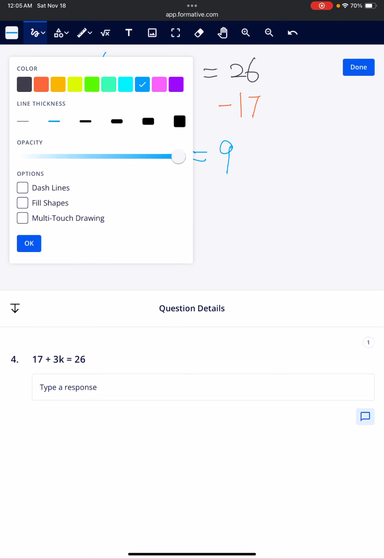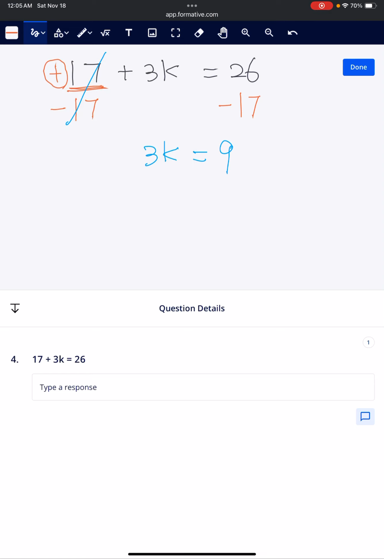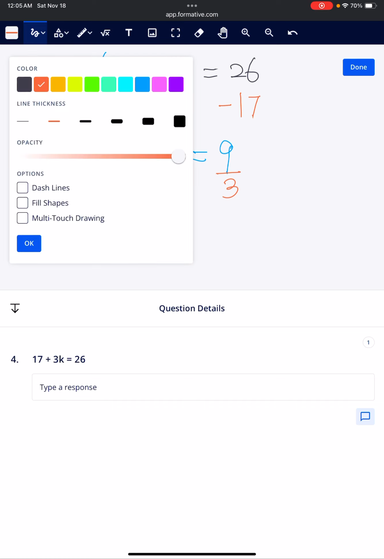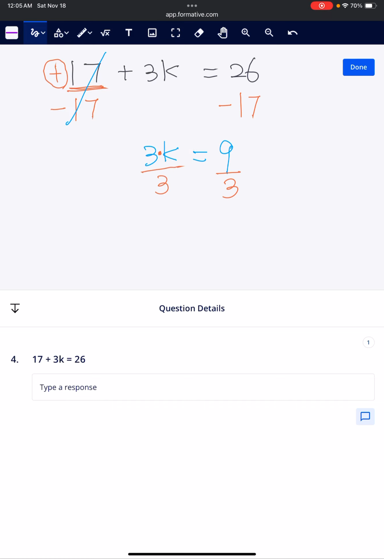Now again, remember 3k is 3 times k. Two things are multiplied, so you need to divide by its coefficient. Then you can remove the coefficient, and you'll be left with just the variable. On the right side, 9 divided by 3 is 3.